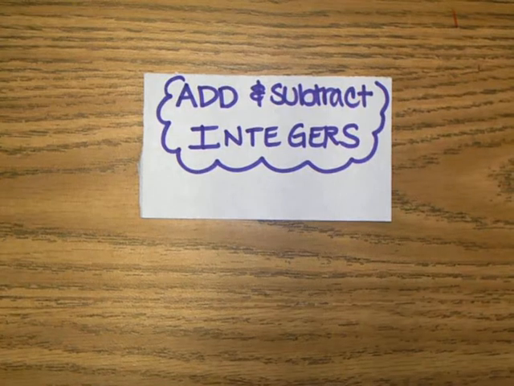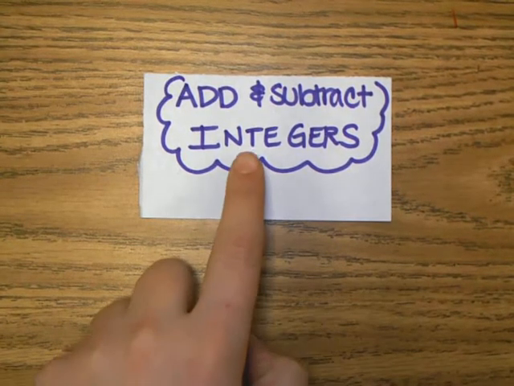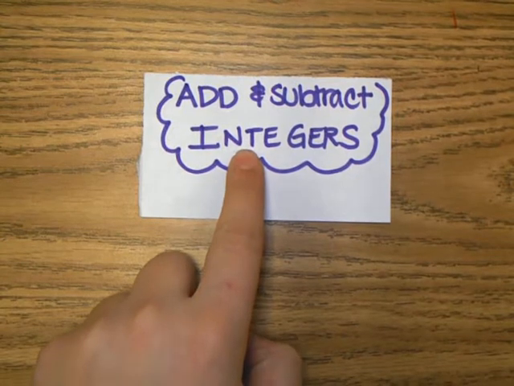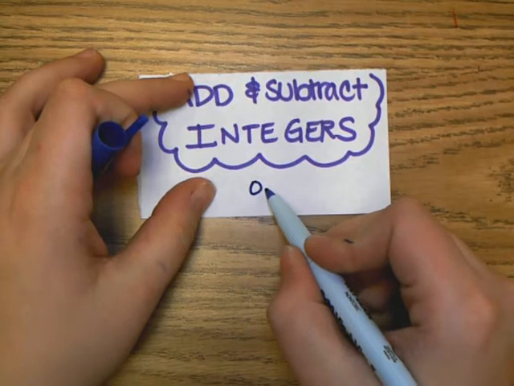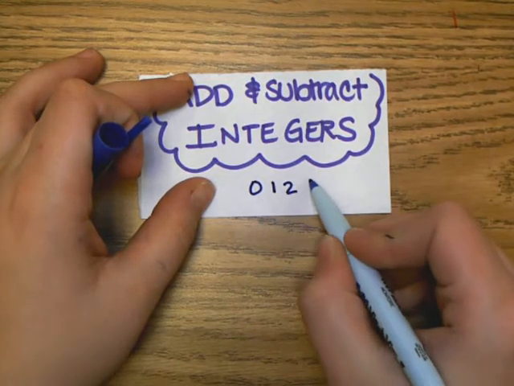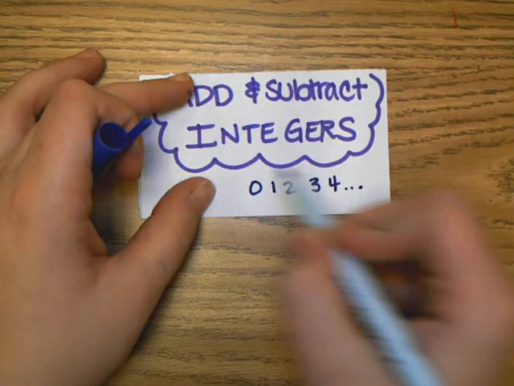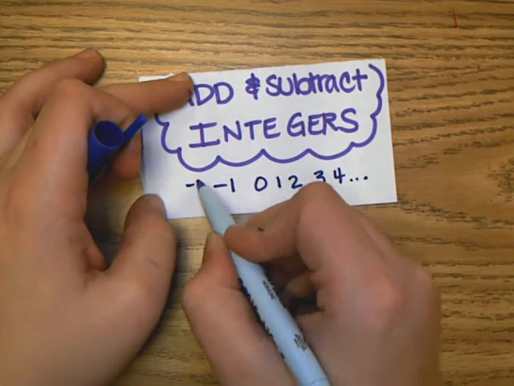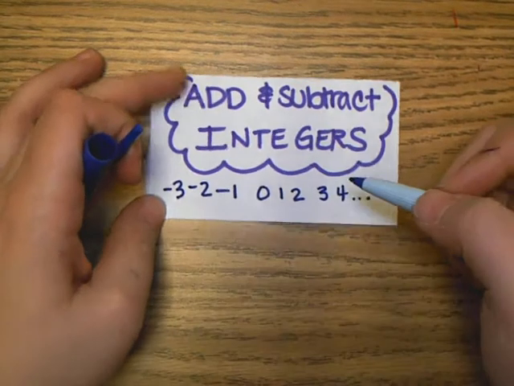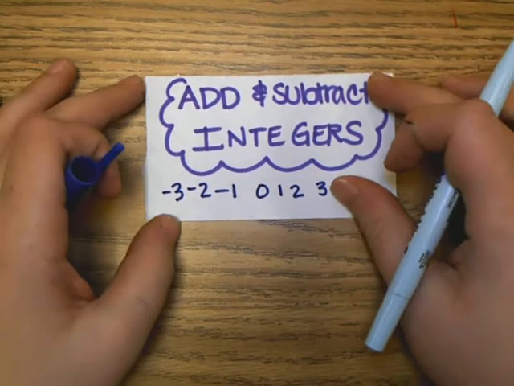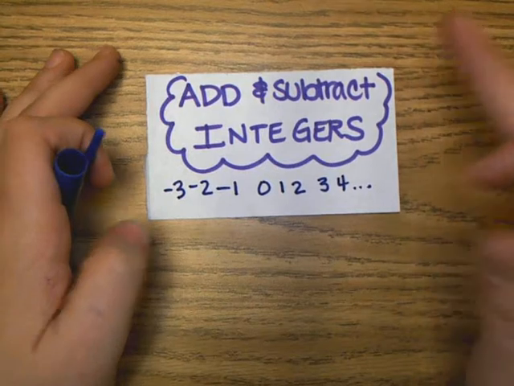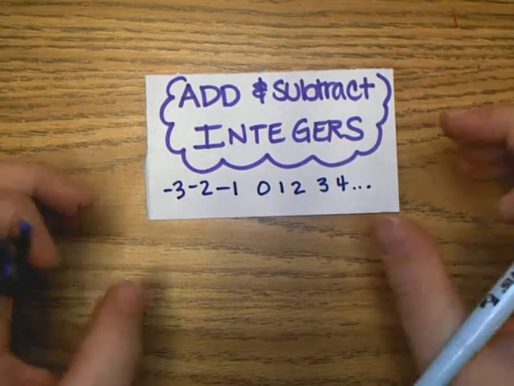This lesson will help you with adding and subtracting integers. So remember, integers would be numbers such as 0, 1, 2, 3, 4, etc., as well as the negatives. I won't be including decimals or fractions in this video. We're just going to focus on the basic adding and subtracting rules of negative and positive integers.